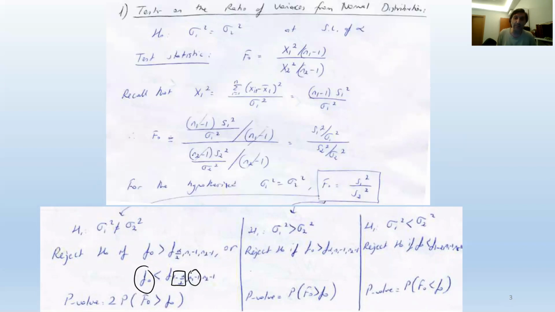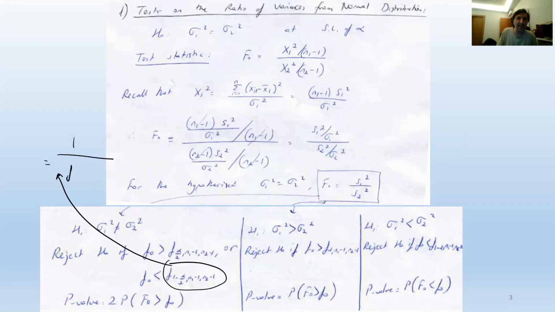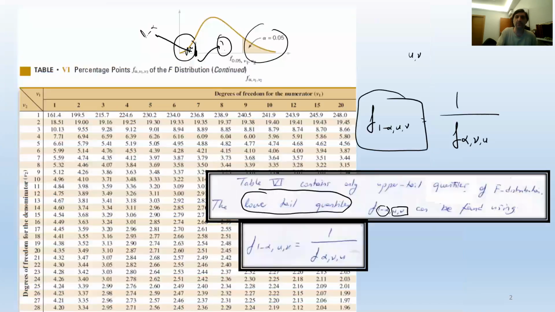It's going to be n1 minus 1 and n2 minus 1. Note that these degrees of freedom will still be the same. But when it comes to reading this value from the table, what you are going to do is this is going to be equal to 1 over F alpha over 2, n2 minus 1 and n1 minus 1. It is due to this relation. I just pointed it out here.